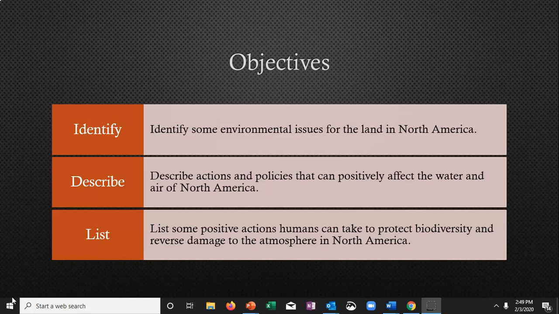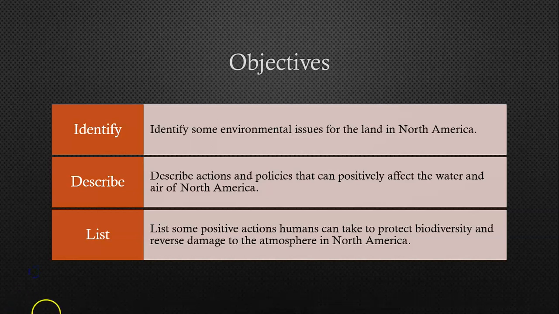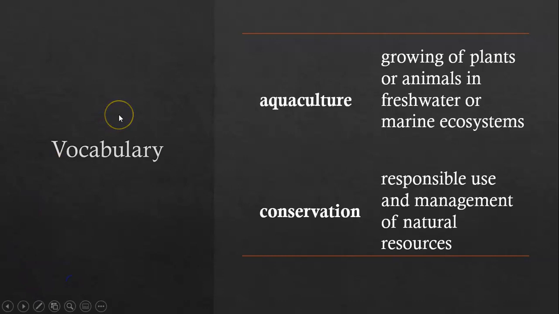There's going to be a theme that you see in the following lessons throughout the environmental unit, and we'll go over some of those key components to each lesson. So our vocabulary for today is going to be aquaculture, which if you think of aqua, you think water, right? So this vocabulary term is talking about growing plants or animals in either freshwater or marine ecosystems. And then the next word, conservation, you'll hear quite a bit. Conservation is the responsible use and management of natural resources.